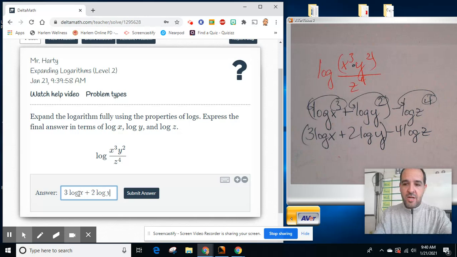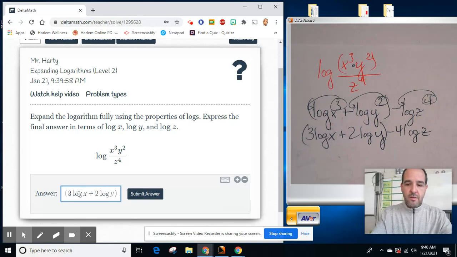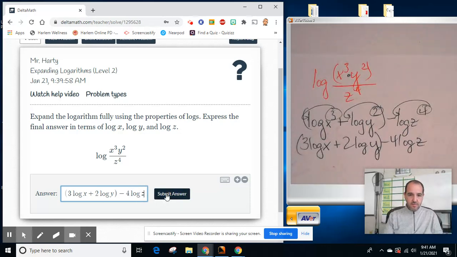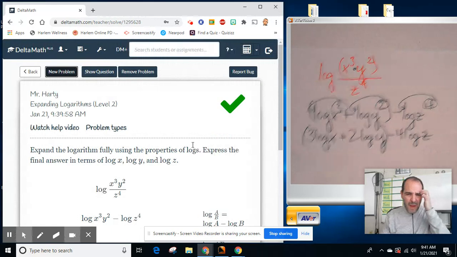My grade rolling here is too important for me to be worrying about one set of parentheses. Did I type that in right? Yes. Bang. Okay.